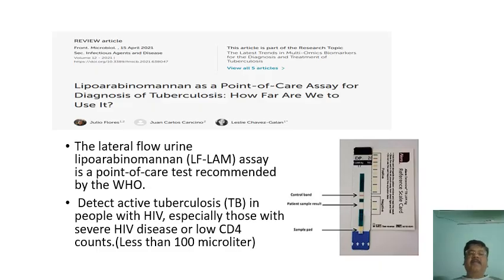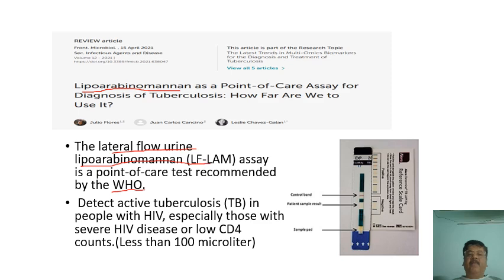So next, the recent method is detection of lipoarabinomannan, and it has been permitted by WHO also. So what is lipoarabinomannan? It is a glycolipid present in the cell wall of mycobacteria. It is a point of care test. A lateral flow urine sample is taken, and in that we are detecting lipoarabinomannan.